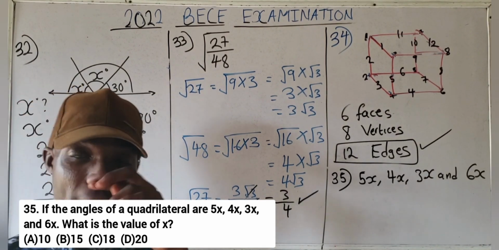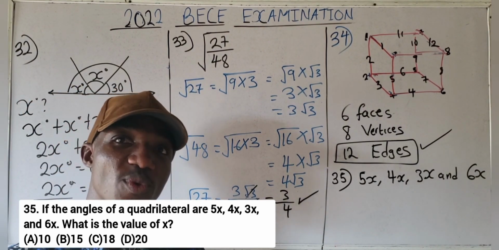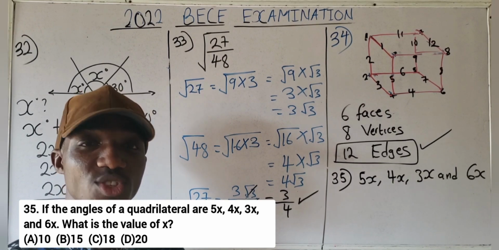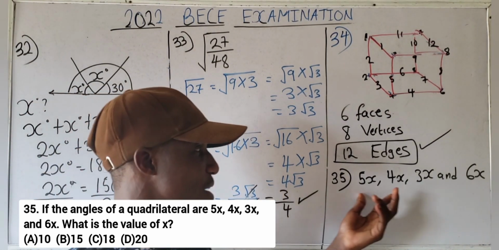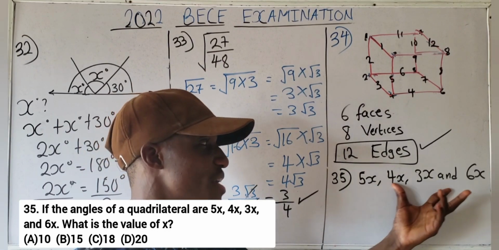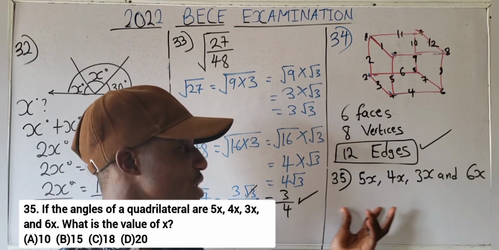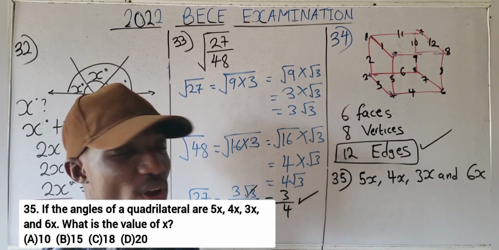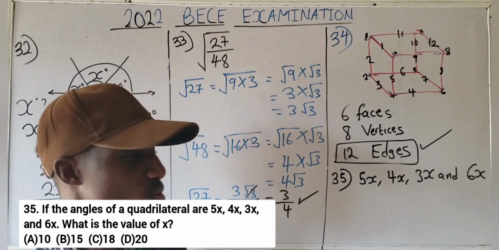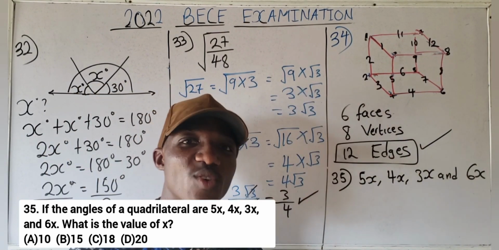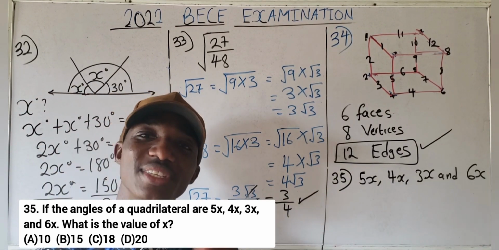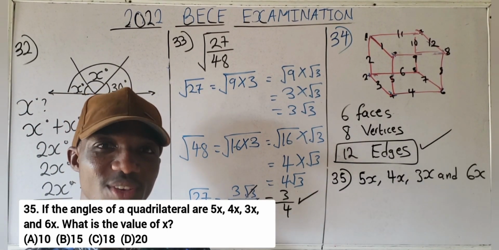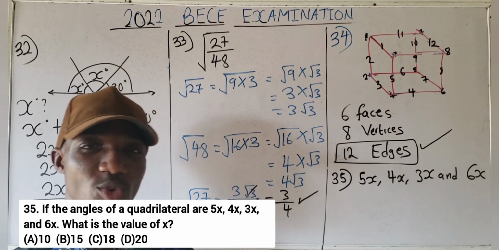An example of a quadrilateral is a square. We have a rectangle. So, now, we are given that the angles of a quadrilateral are these, and we are asked to find the value of x. You cannot get the value of x if you don't know the sum of angles in a quadrilateral. The sum of angles in a quadrilateral is 360 degrees. Don't forget that.